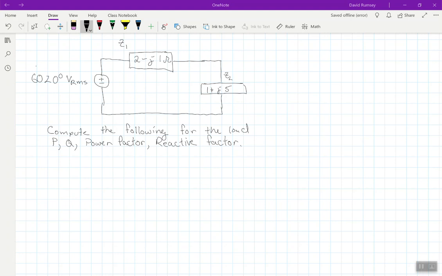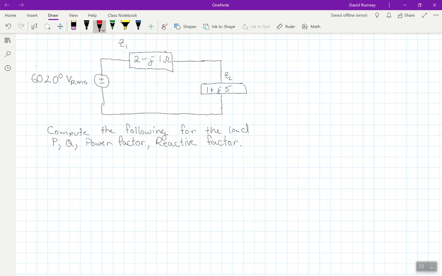Okay, so let's look at this circuit here. We're asked to compute the following for the load: P, Q, power factor, and reactive factor. So we have some impedance Z1 here, some impedance ZL here. What's important to recognize is that this Z1, I just put as one box here. But really, this is some kind of resistor and capacitor in series. And similarly, this is some kind of resistor and inductor in series, or it might just be an inductor that has a resistance of 1 ohm.